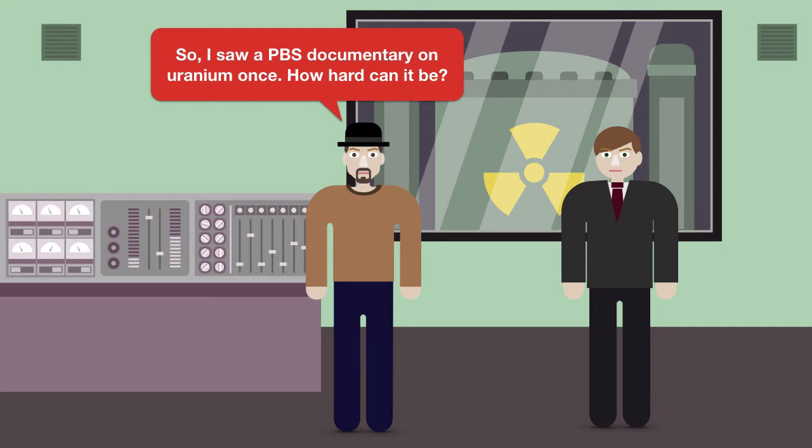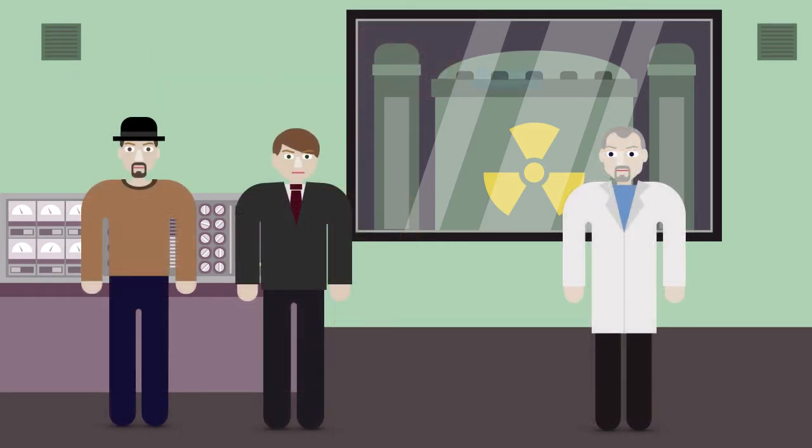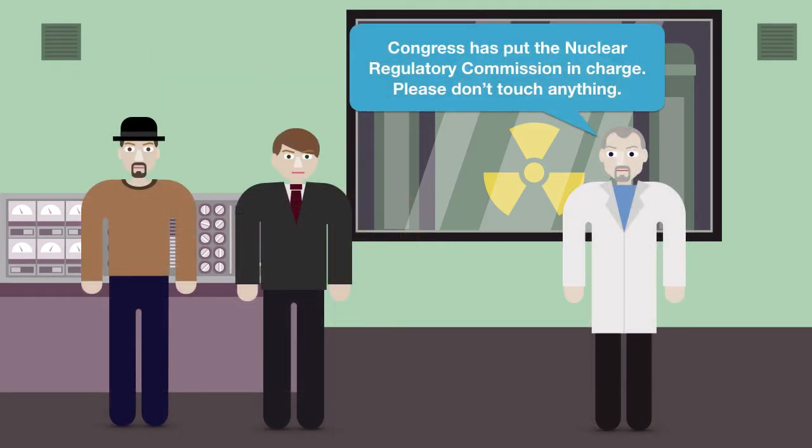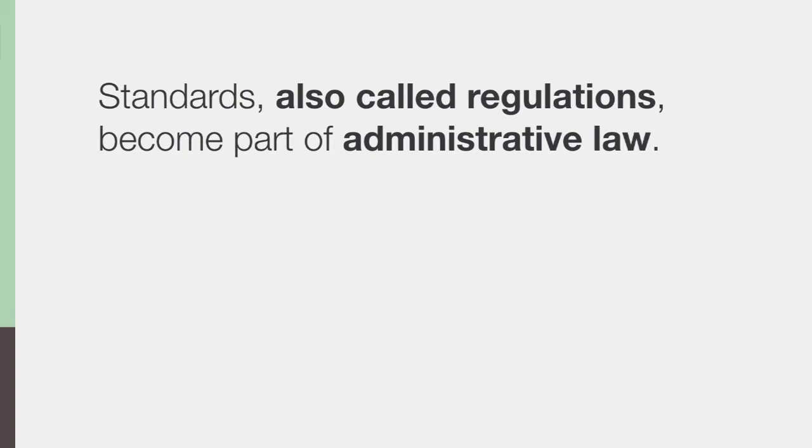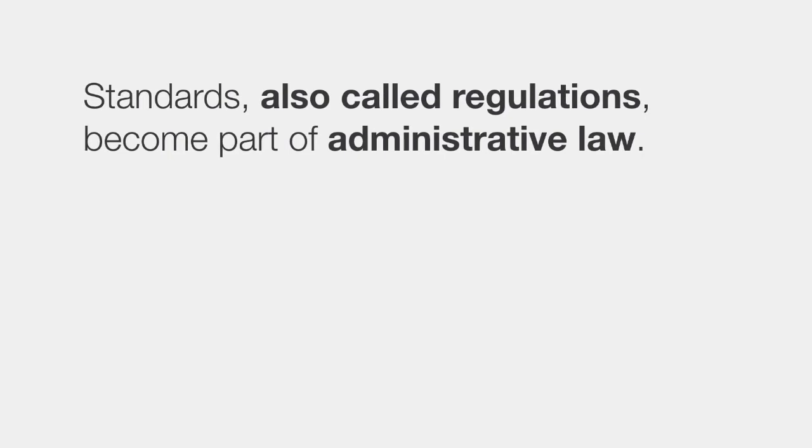Congress also creates agencies when special expertise is required to govern technical or scientific fields. The average American and the average legislator knows very little about nuclear physics. So Congress created the Nuclear Regulatory Commission and provided that it hire nuclear physicists and engineers to create standards for the construction and operation of nuclear power plants and to ensure that those plants are operated competently and safely. These standards are also called regulations and become part of the larger body of administrative law.